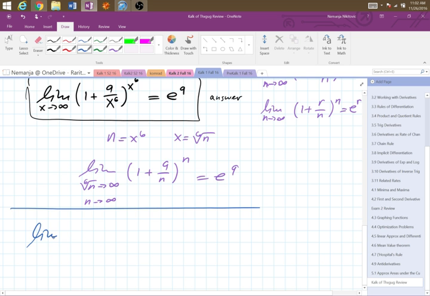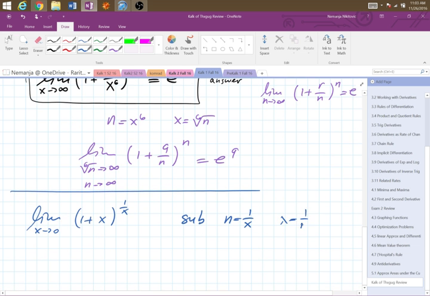So the limit as x goes to 0 of (1 plus x) to the 1 over x. This is e. Now, how? Why? The substitution is n equals 1 over x, from where x is 1 over n, if you solve it. So now, you have that the limit as x is 1 over n goes to 0 of (1 plus x, which is 1 over n) to the 1 over x, which is n.